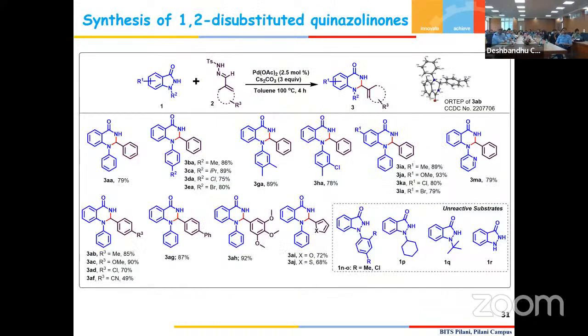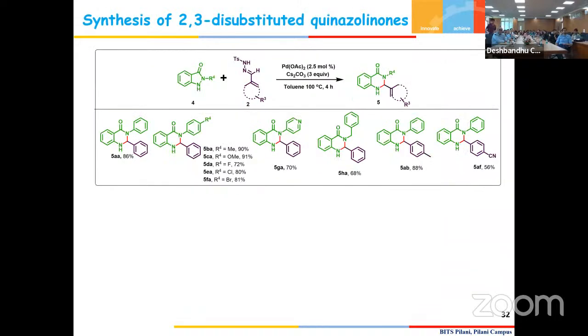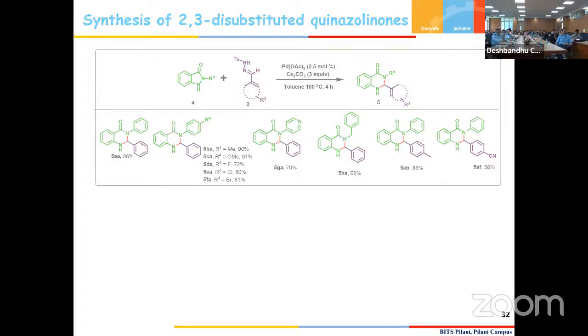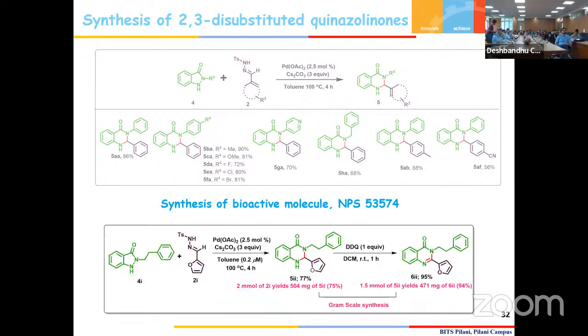Of course, with the conditions in hand, we did functional group modifications and a substrate scope, diversifying on the indazolone and on the hydrazone substrate, and we synthesized a large number of compounds in the series. From one N-aryl or N-substituted indazolone, we applied the same strategy to 2-substituted indazolones, and we obtained the corresponding 2,3-disubstituted quinazolones very comfortably. We also applied the strategy towards the synthesis of a bioactive molecule, an antagonist, and we comfortably obtained this in very high yields on a millimole to gram scale.